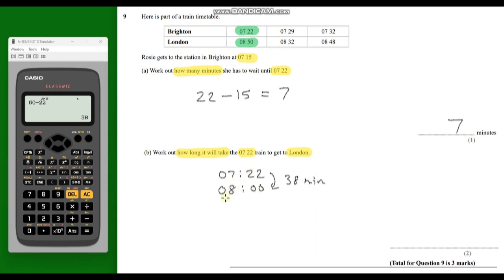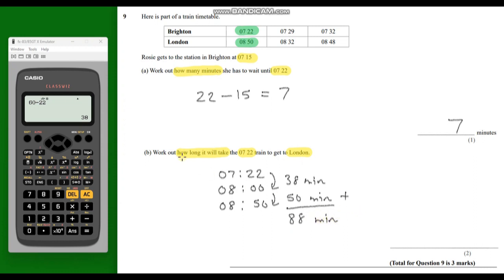And now let's go from 8 o'clock to 8:50. 08:50, and this is a bit easier. We can see it takes 50 minutes. 50 minutes. So in total, how long does it take? Well, we just need to add these together. 38 plus 50, well, that will give us 88 minutes.